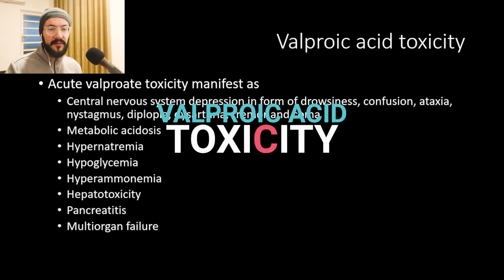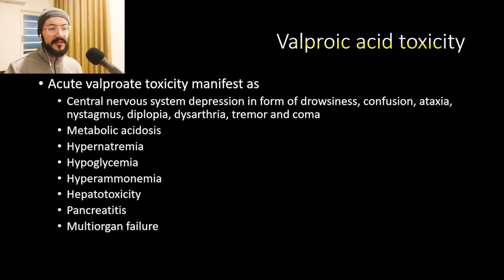Finally, let's talk about the valproic acid toxicity. Acute valproate toxicity manifests as central nervous system depression in the form of drowsiness, confusion, ataxia, nystagmus, diplopia, dysarthria, tremor, and coma. So the patient might present with these symptoms, and the patient also may have metabolic acidosis, hypernatremia, hypoglycemia, hyperammonemia, hepatotoxicity, pancreatitis, and multi-organ failure.